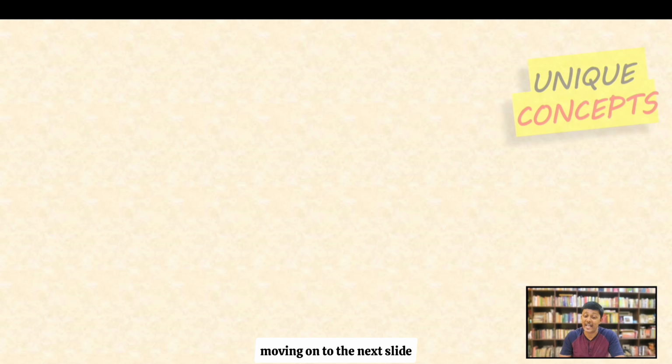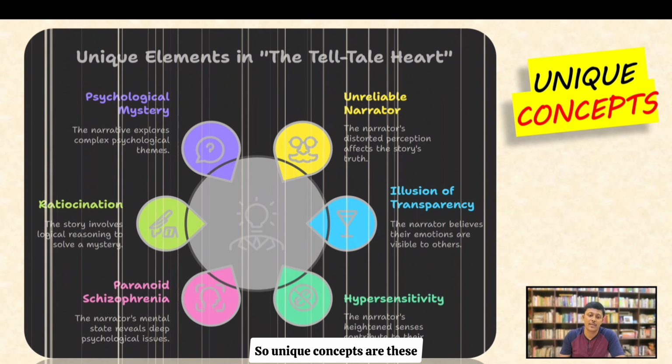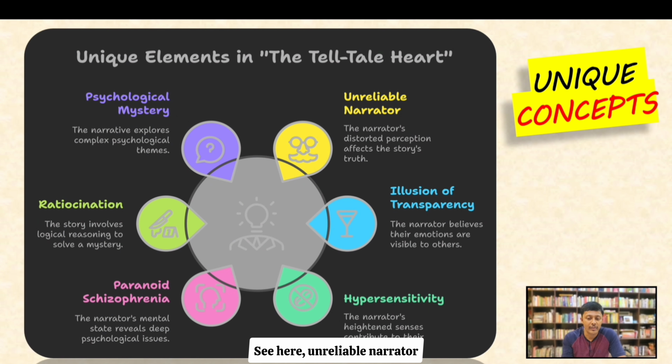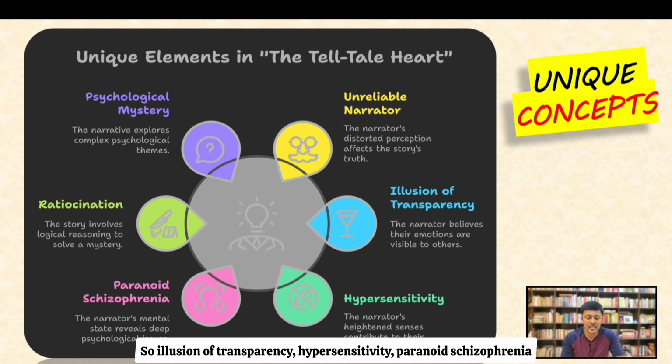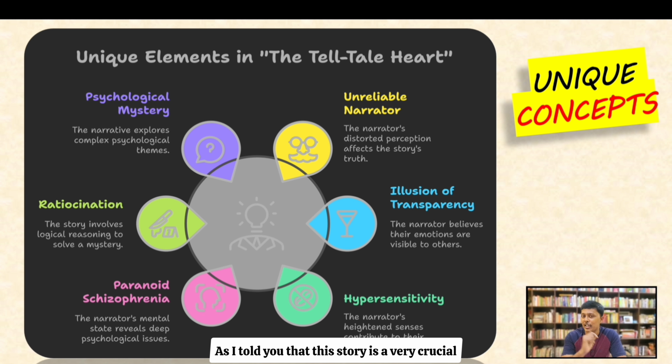Now, moving on to the next slide, where we have the unique concepts. There are a lot of unique concepts, and believe me, in these unique concepts all of the characters are integrated. All of the characters are very much connected. So the unique concepts are these: unreliable narrator, illusion of transparency, hypersensitivity, paranoid schizophrenia, ratiocination, and psychological mystery. As I told you, this story is very crucial and very complex. We are going to deal with each one step by step.